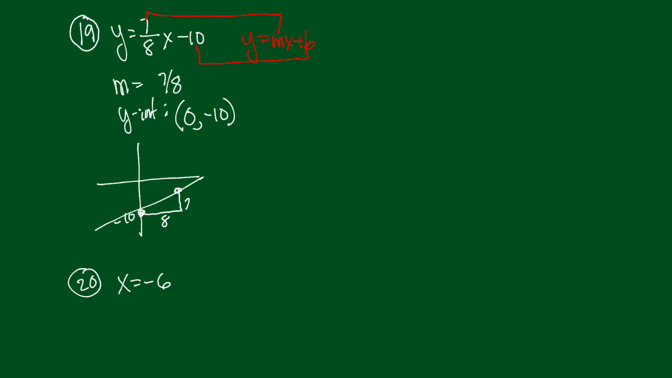Find the slope of this line, if it exists. Well, there's only one variable, and it's x, so this line intercepts the x-axis at negative 6, and this is a vertical line, and for vertical lines, the slope is undefined.